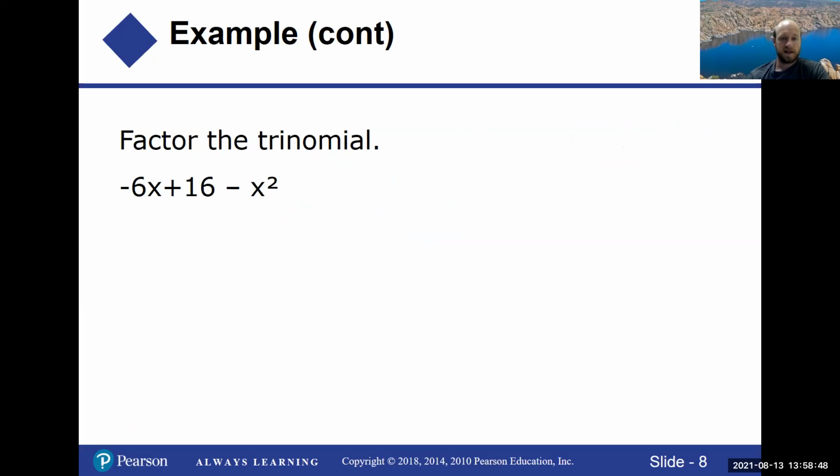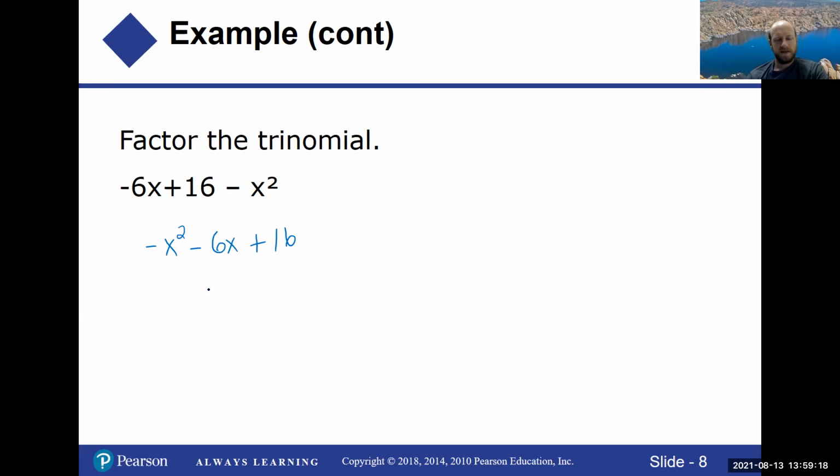All right, let's try to factor this trinomial. So this is what I'm talking about with it's not in order, right? I want the greatest degree term, or the term with the largest exponent first. So that would be negative x squared. Then I want the negative 6x. Then I want 16. Now I can factor.